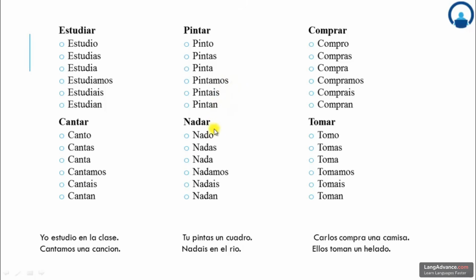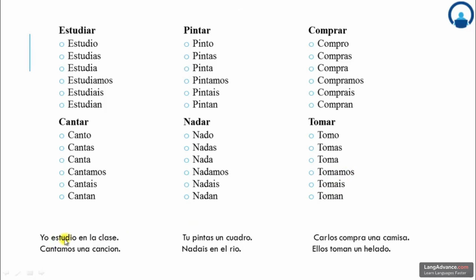The conjugations for the verb nadar, that means to swim, are nado, nadas, nada, nadamos, nadáis and nadan. The conjugations for the verb comprar, that means to buy, are compro, compras, compra, compramos, compráis and compran. And finally the verb tomar, that means to have, specially related to food. The conjugations will be tomo, tomas, toma, tomamos, tomáis and toman.